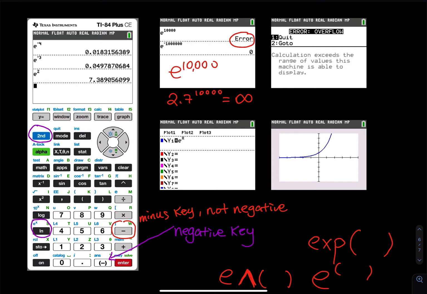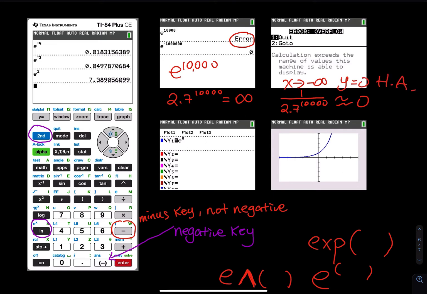That means the answer is so big that I cannot even display that many numbers on the screen, so I'm sorry, I will just say that is an overflow. I cannot take that many digits, all right? And then e to the negative big number means you have 1 divided by 2.7 raised to a very large power, so this is very close to 0. That's why when x approaches negative infinity, y approaches 0, and this is your horizontal asymptote.